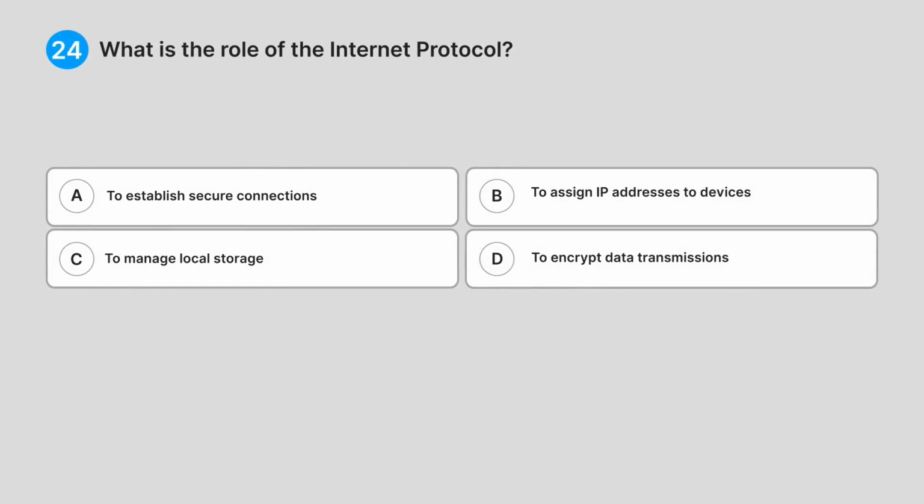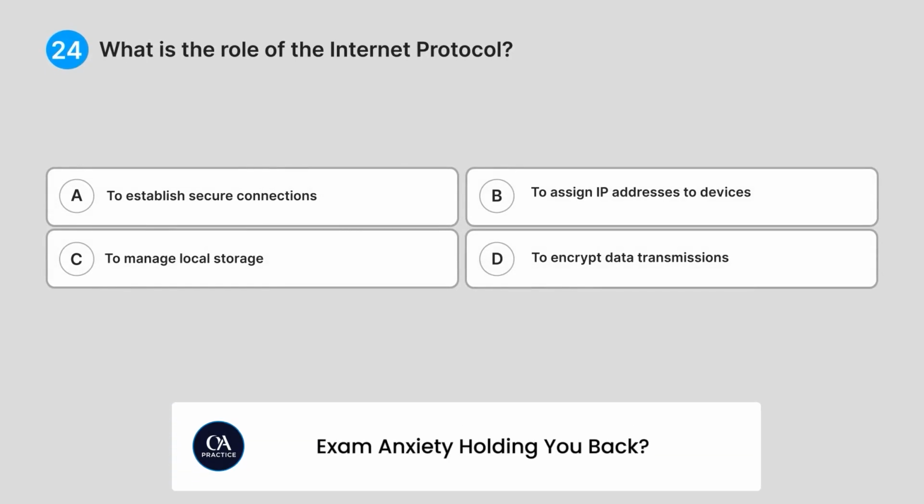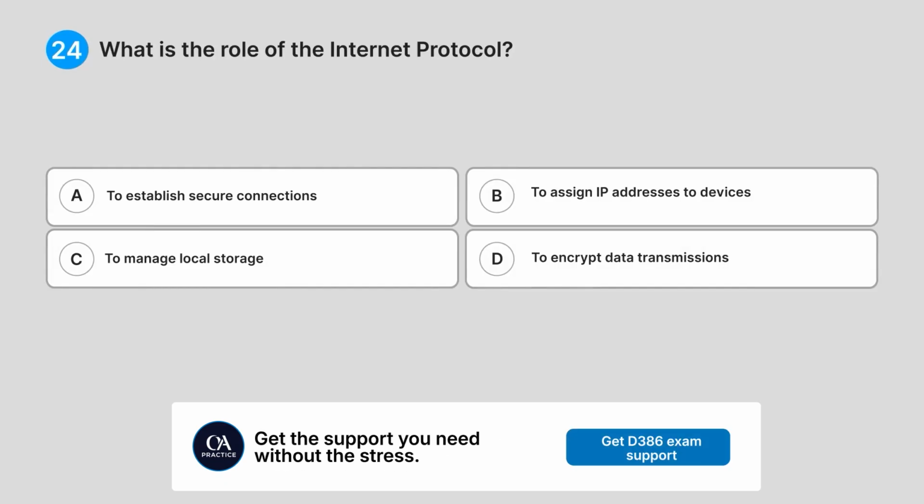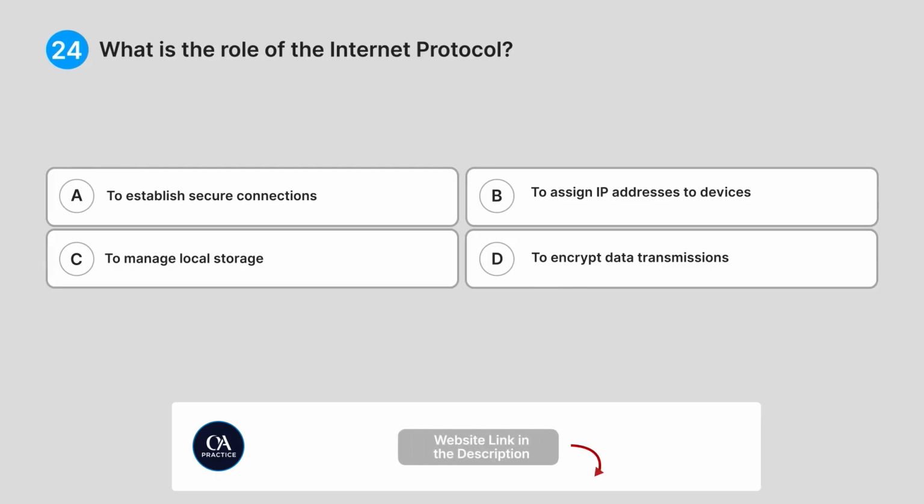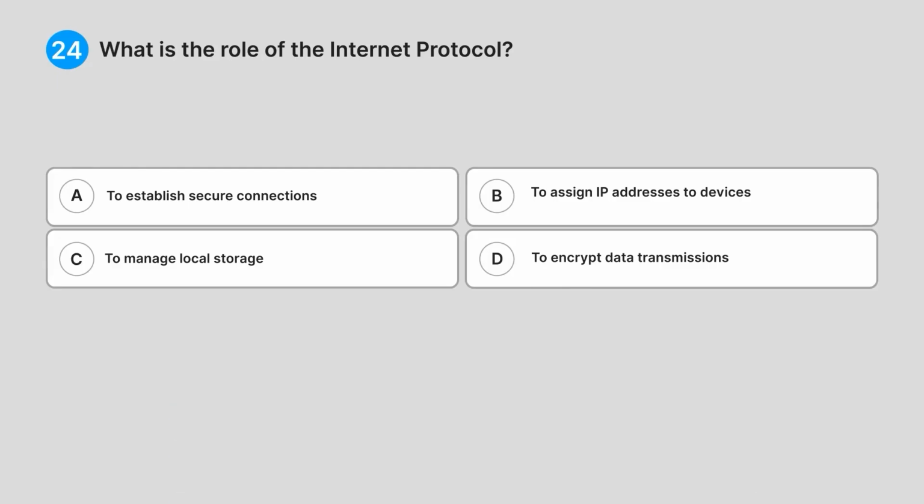24. What is the role of the Internet Protocol? A. To establish secure connections. B. To assign IP addresses to devices. C. To manage local storage. D. To encrypt data transmissions.